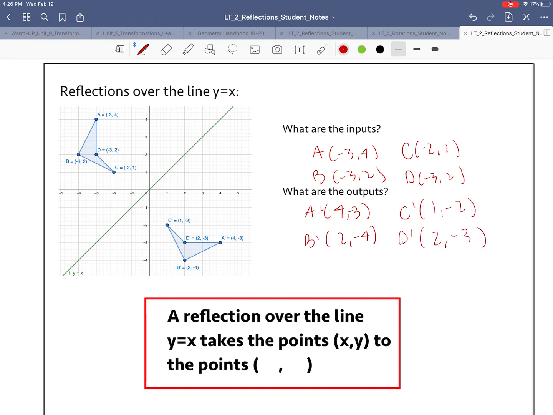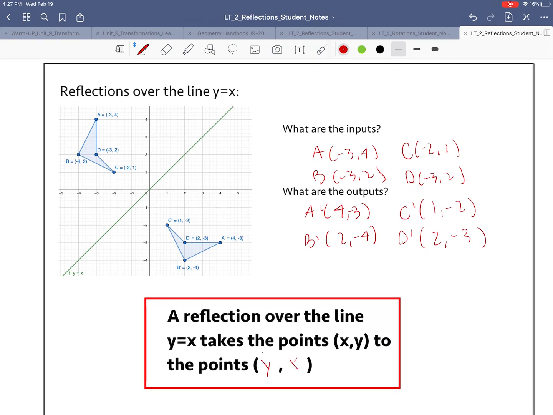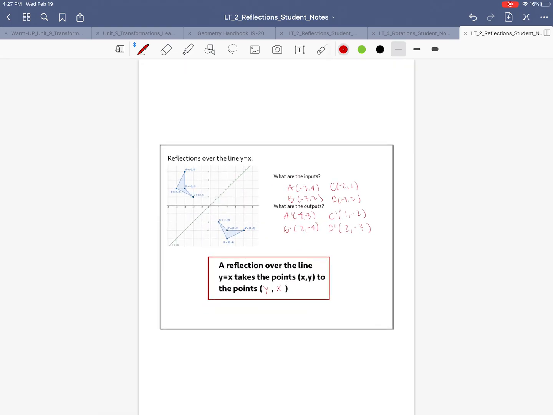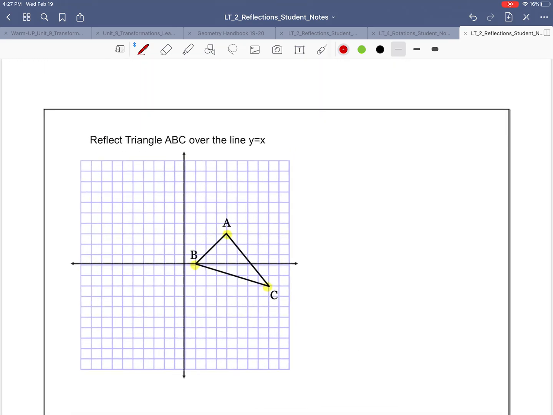So pause the video here, see if you can look at those inputs and outputs and decide what is the pattern. All right. If you did pause, you should have gotten the pattern is x, y goes to y comma x. So the x and y values just flip. So we can test that out here in this example.